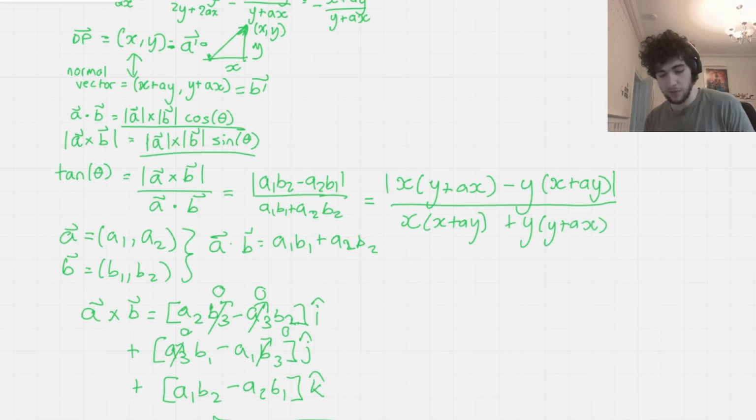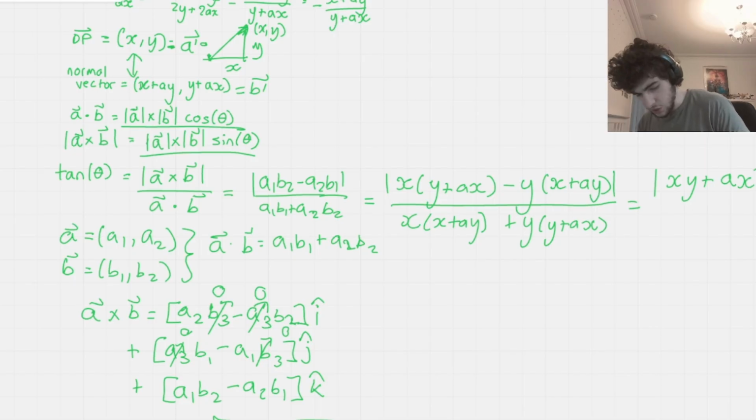Anyway, on the denominator we have x multiplied by x plus ay, add y multiplied by y plus ax. So we can effectively clean up everything on the top there, and that's just going to give us xy add ax squared minus yx minus ay squared. So this xy and the yx actually cancel, and that's it in the mod.